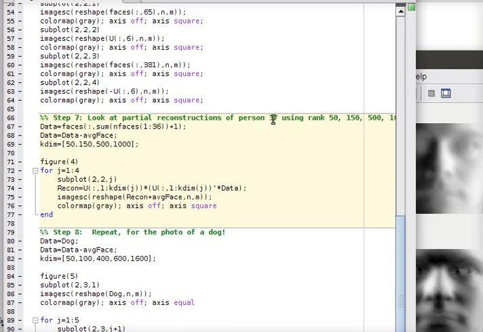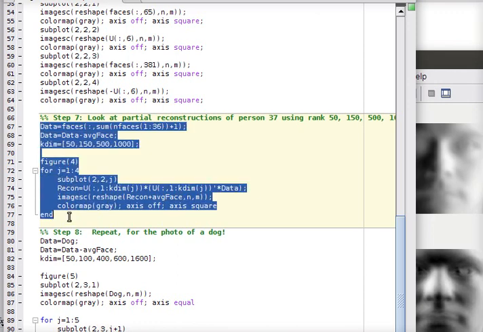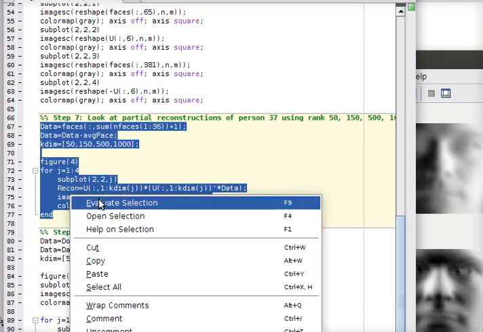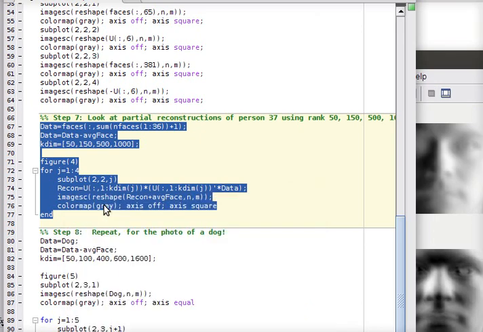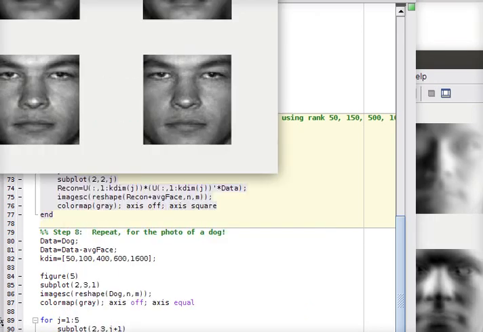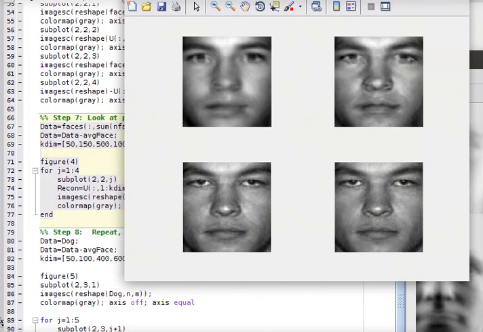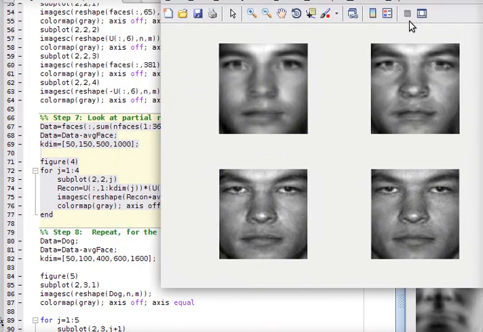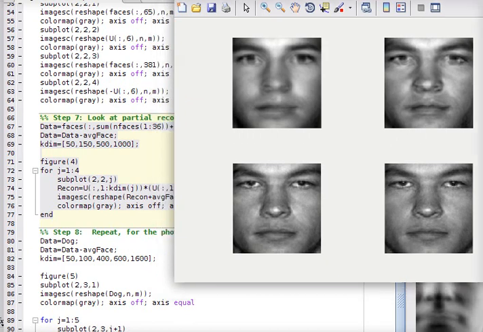Now these reconstructions are being taken for a person that was not in the original database, right? Person 37 was left out of the original database. So this is someone who was not in the original database. Do you think we have enough basis vectors to reconstruct their face? Oh, very interesting. So you'll have to trust me that this last photo down here is almost identical to the original image. You can see these last 2 photos are actually very close to the original image.